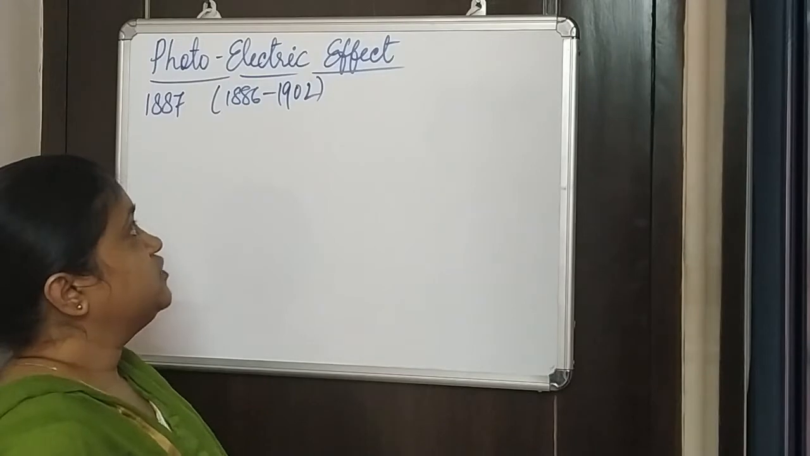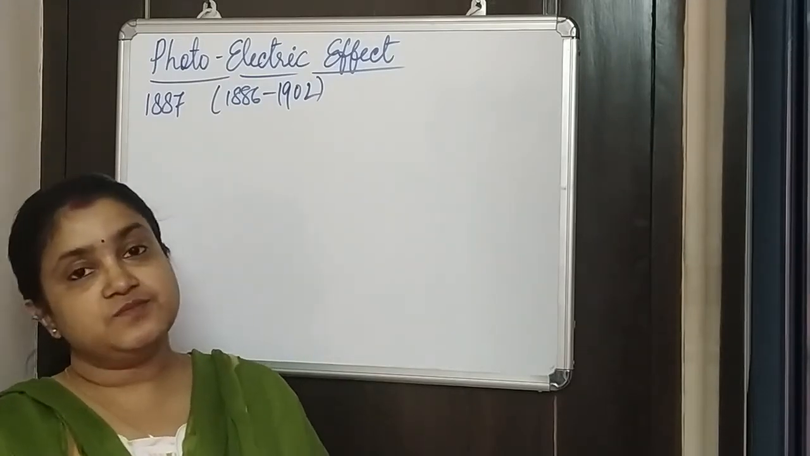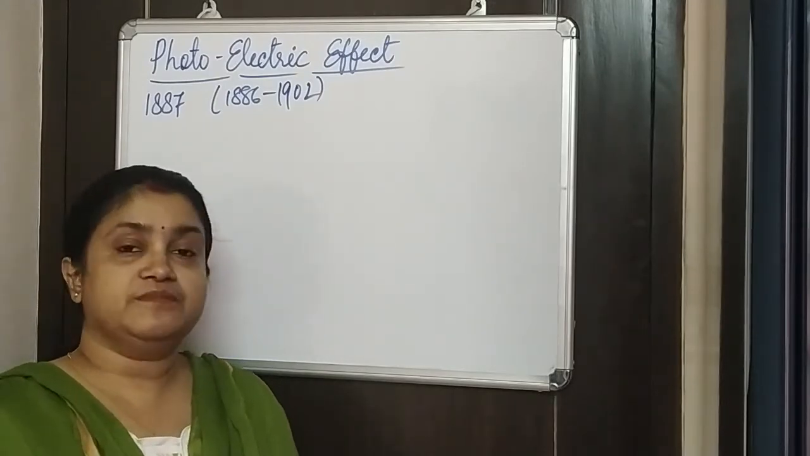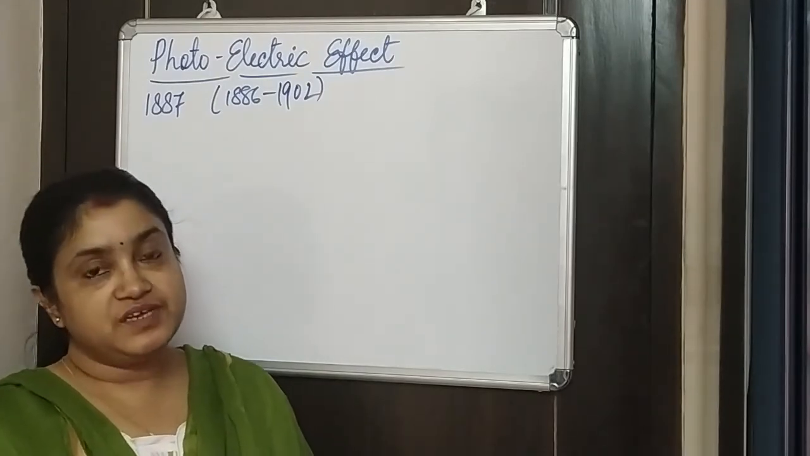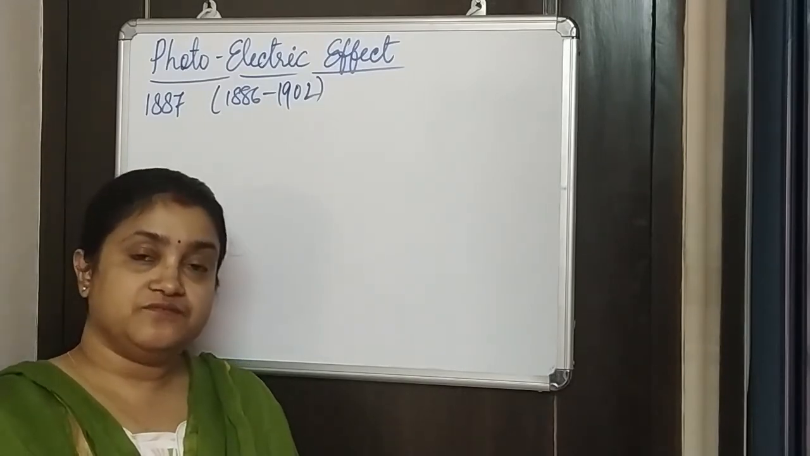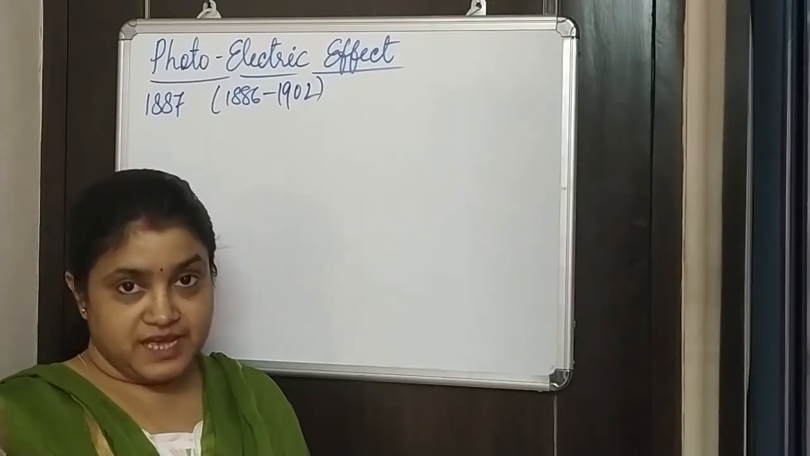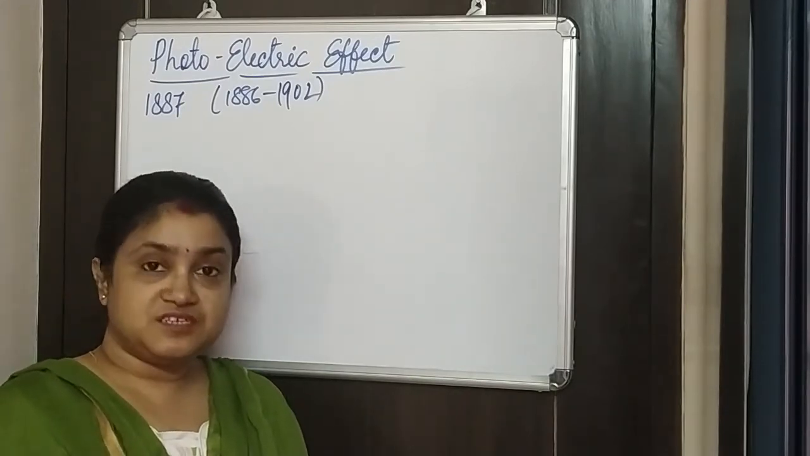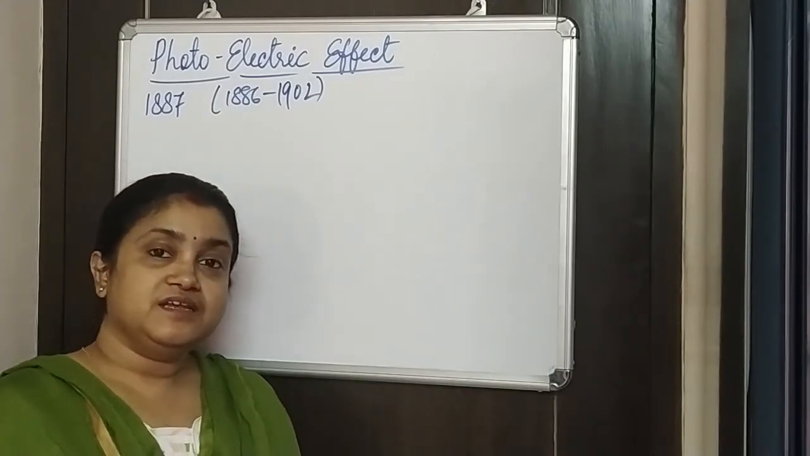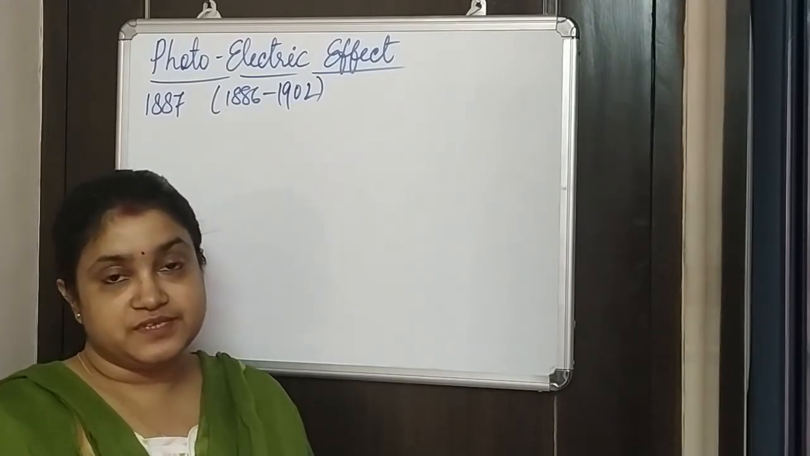Let's start with the photoelectric effect. In the last class we studied various types of electron emission, and in that we saw that if light falls on a few particular metals, electrons are ejected from that surface.